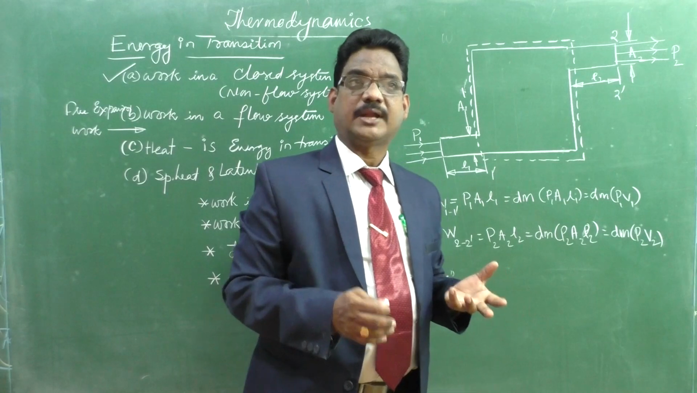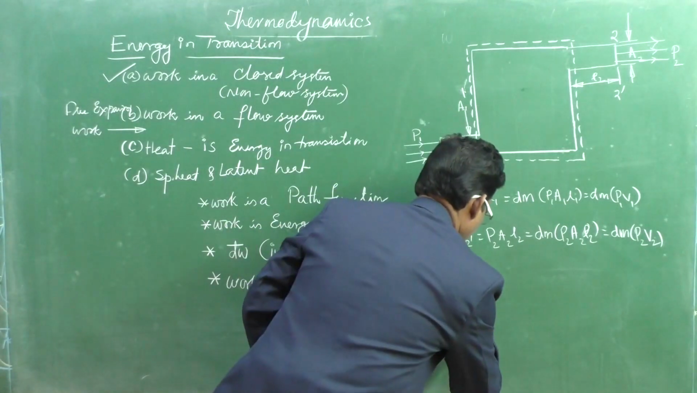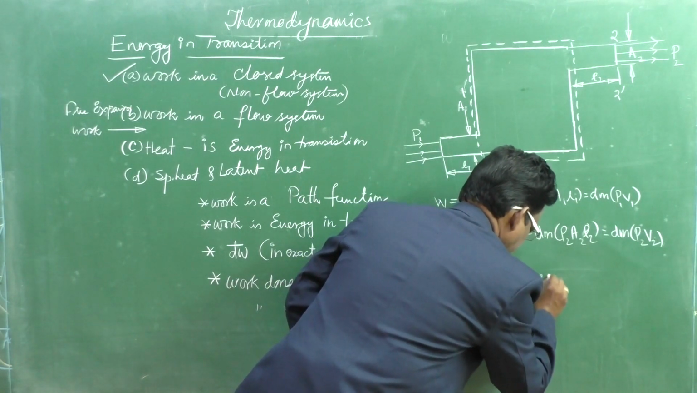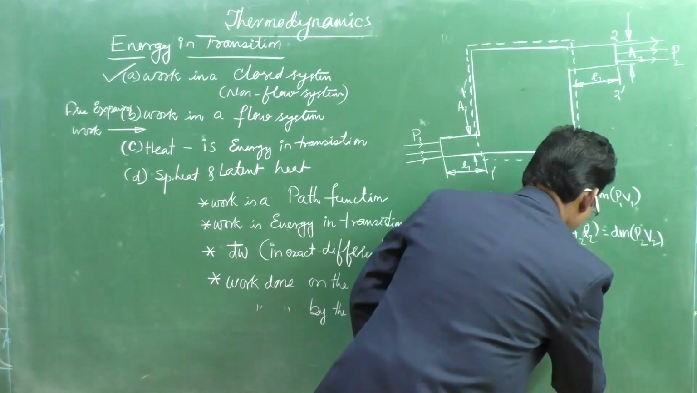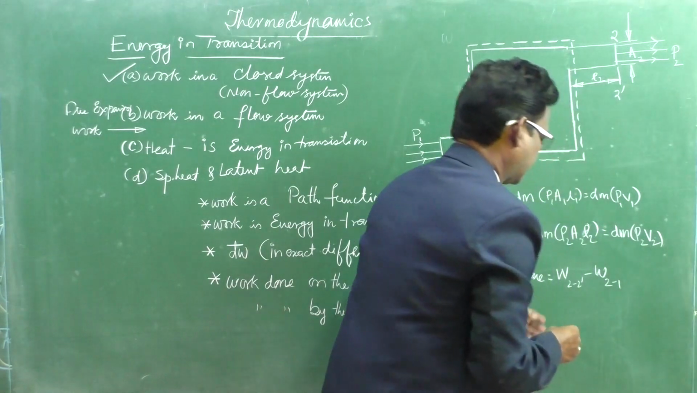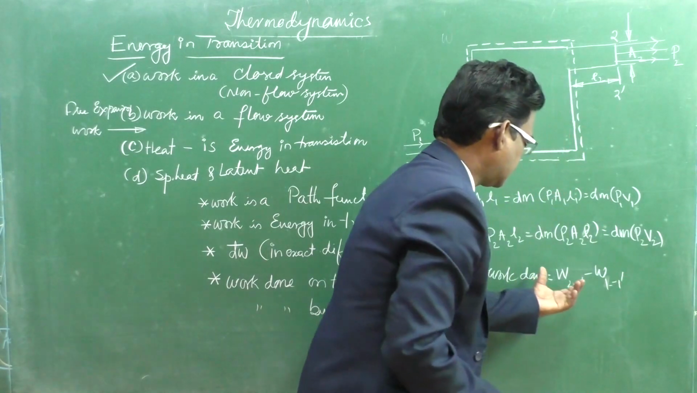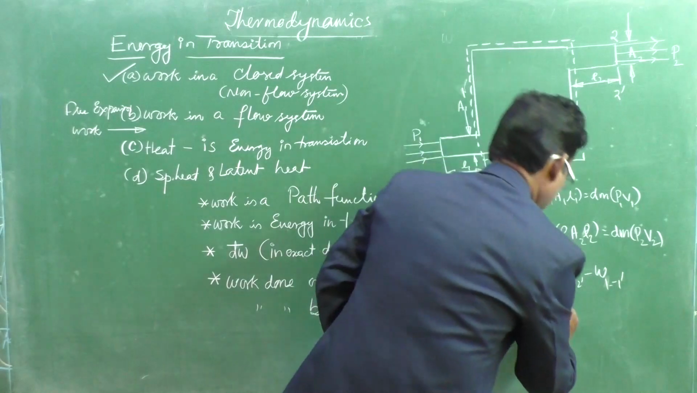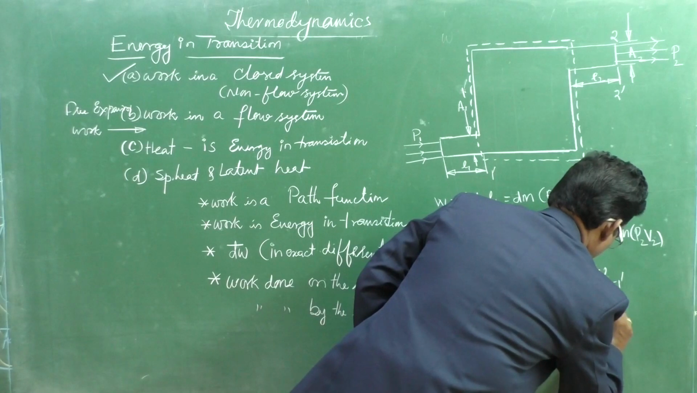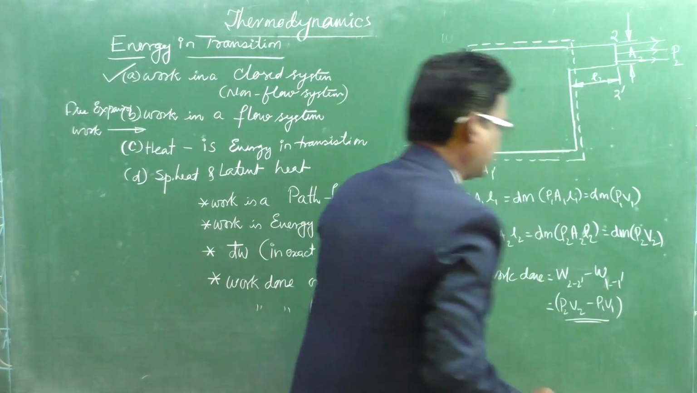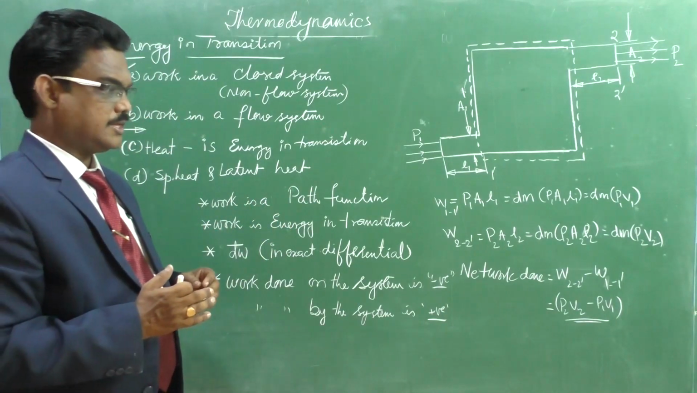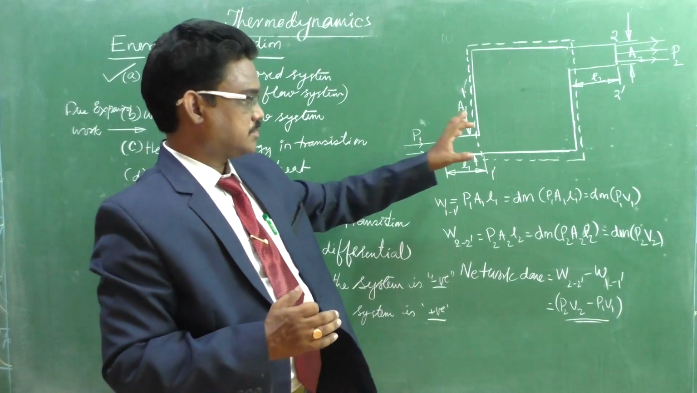Therefore, the total net work done is equal to W2' minus W1', the work on 1'. That means work required at the outlet boundary minus work required at the inlet boundary, that is P2 V2 minus P1 V1. Here, at the boundaries, per unit mass work is required. Therefore it is at the boundaries that we consider.